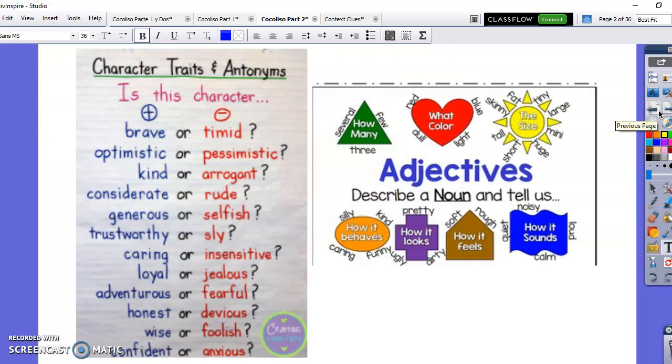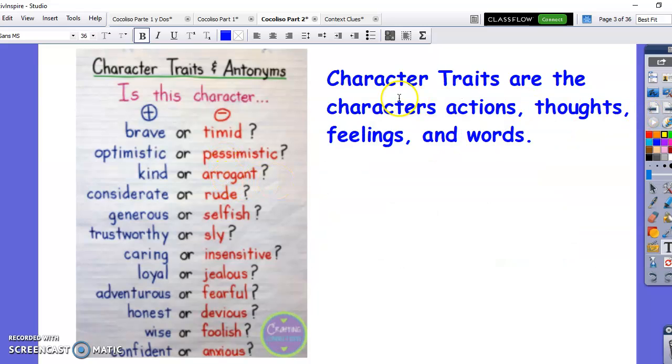This was just another review of character traits. I know before we were talking about adjectives. Adjectives are words that describe things, like what color, what size, what shape, how things feel, how they look, how things behave, and how things sound. Character traits are adjectives that describe a person, what their character is. Character traits are the character's actions, thoughts, feelings, and words.